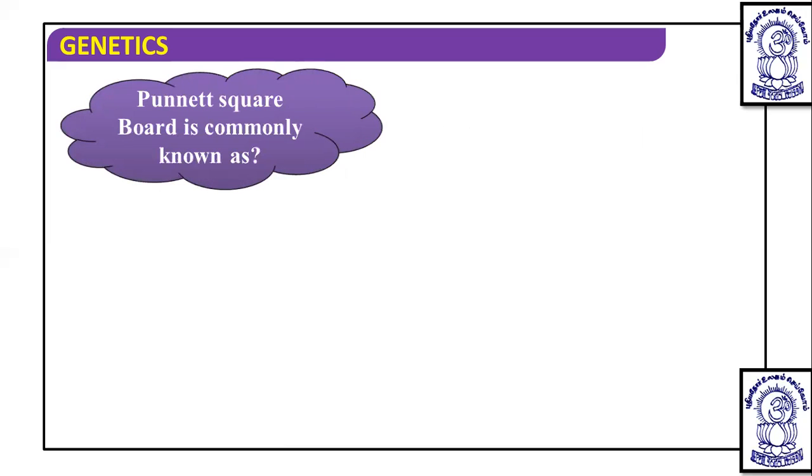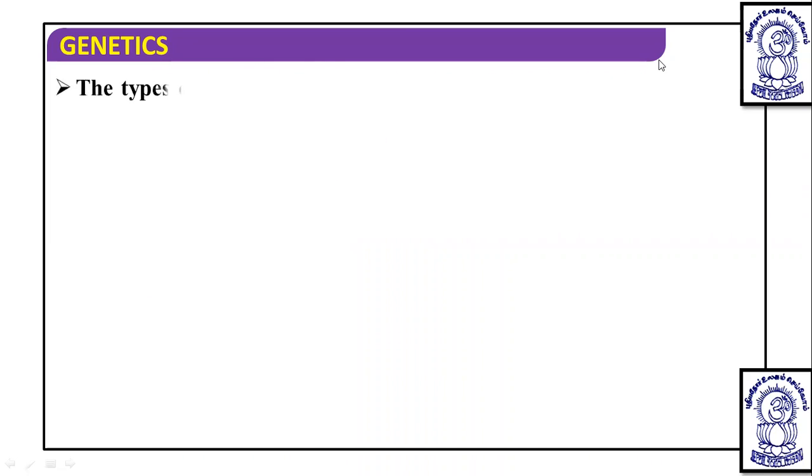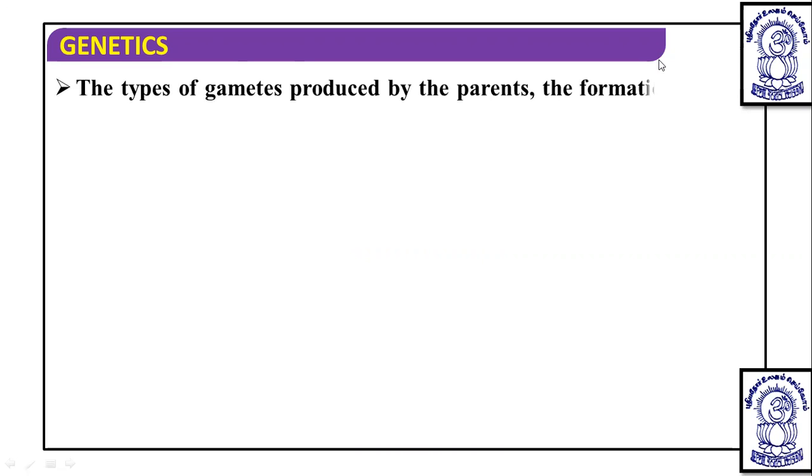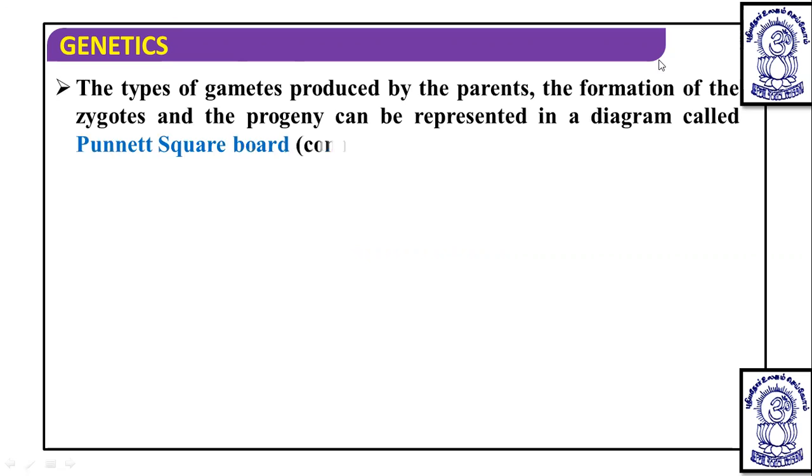The Punnett square board is commonly known as a checkerboard. In the first cross which we understood, the Punnett square is used. The types of gamete produced by the parents, the formation of the zygote and the progeny can be represented in one diagram, that is the Punnett square board or checkerboard.